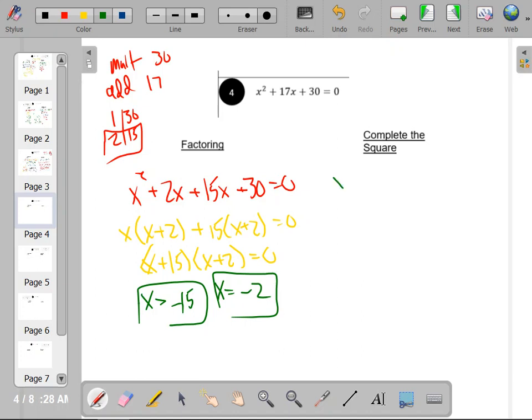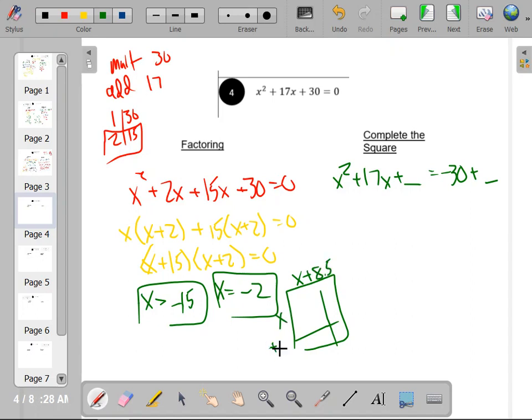Now let's do it by completing the square. So to do that, I'm going to move everything that's not an x to the other side. So x squared and 17x stay on one side. The 30 is going to move to the other side. And I know I'm going to complete the square. Again, we're going to have decimals. So x plus half of 17, which is 8.5.